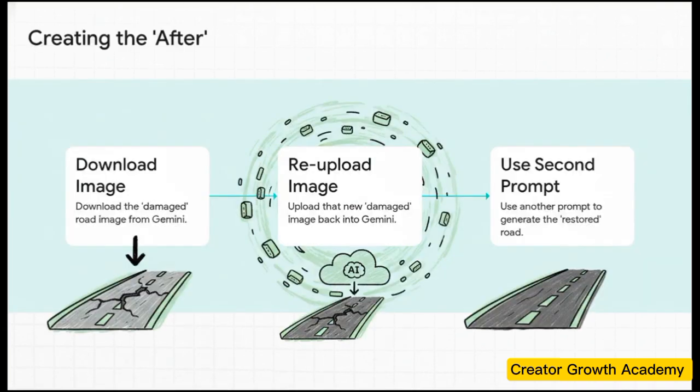Okay, so once Gemini spits out your perfectly damaged road, you download it. But you're not done with Gemini just yet. You're going to immediately upload that broken road picture right back into the AI. And you might be asking, why? Well, it's because you're now going to use that image as the starting point for your after shot.